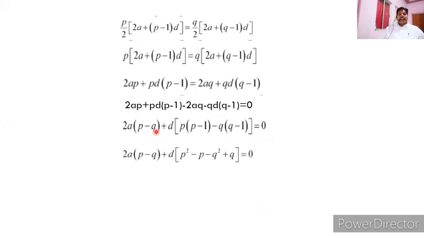So 2a into (p minus q) plus d into, multiplying with p here, p square minus p minus q square, minus of minus plus q, is equal to 0. After that, 2a into (p minus q) plus d into, take p square minus q square as one term, and minus p plus q is there. Just take the minus common: it becomes (p minus q) minus... taking the minus common, it becomes (p minus q). Just multiply with minus: minus p, minus of minus plus q. So minus p plus q.